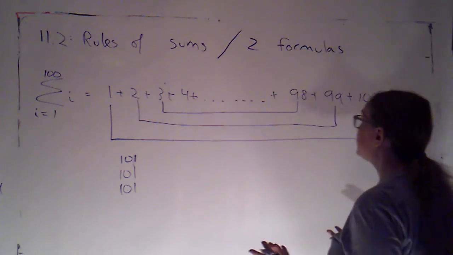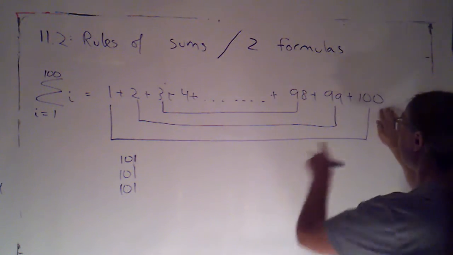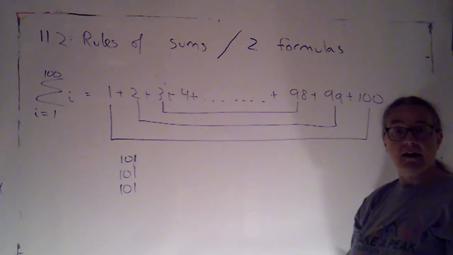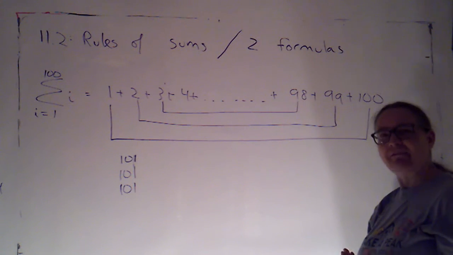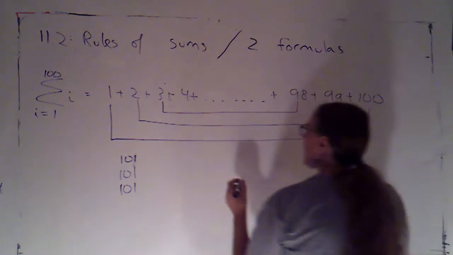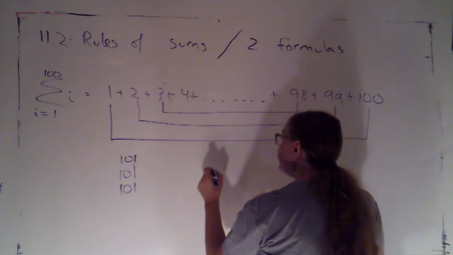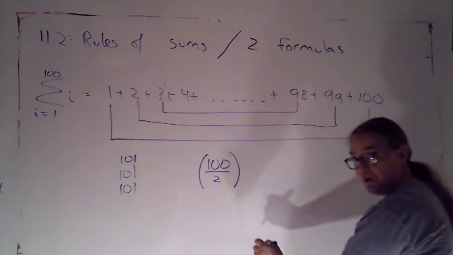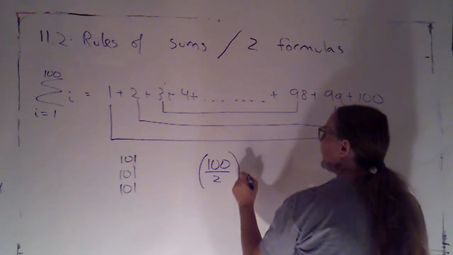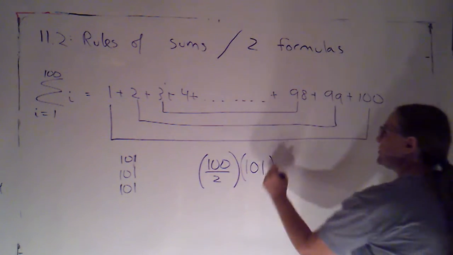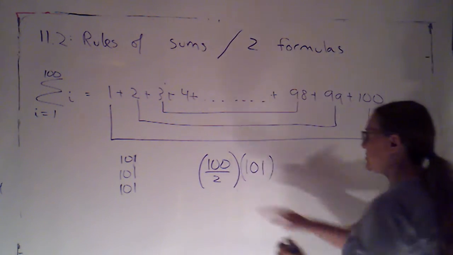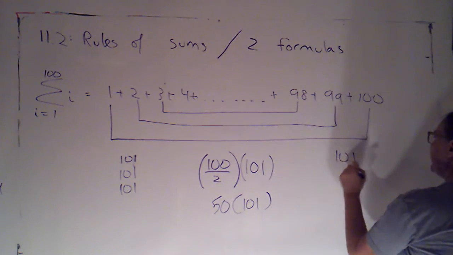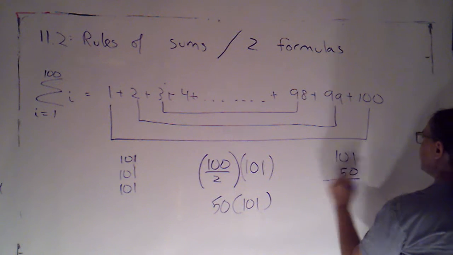How many pairs will I have? Well, if I have 100 numbers on my list, because I'm going from 1 to 100, if I'm pairing them up, I'm going to have half as many pairs. So I'm basically going to have 50 pairs. That's 100 divided by 2. And each of those pairs is going to give me 101. So this just becomes 50 times 101, and I can work that out pretty quickly.